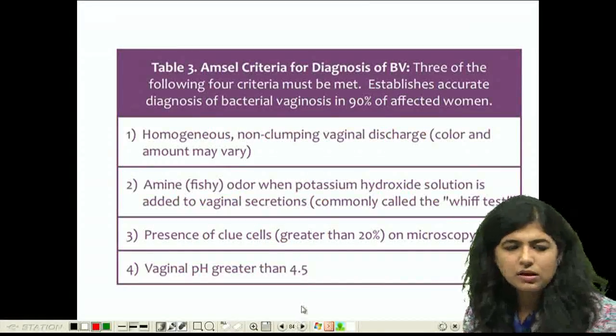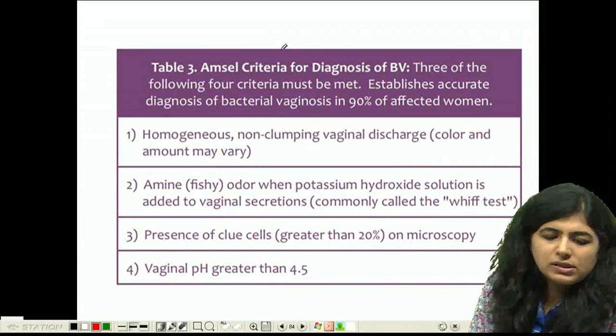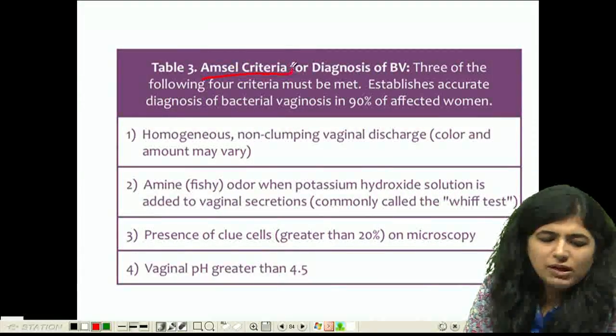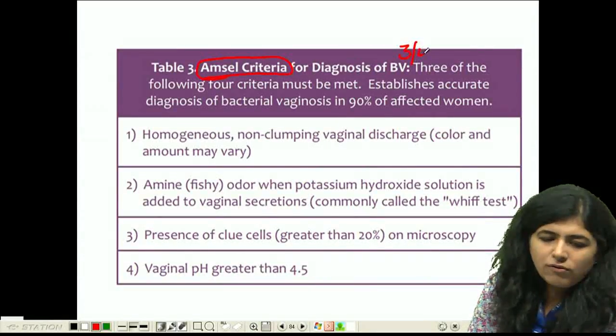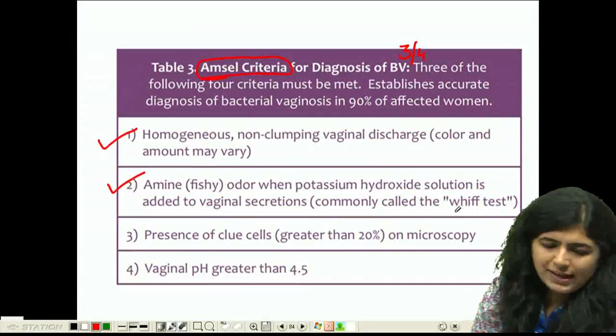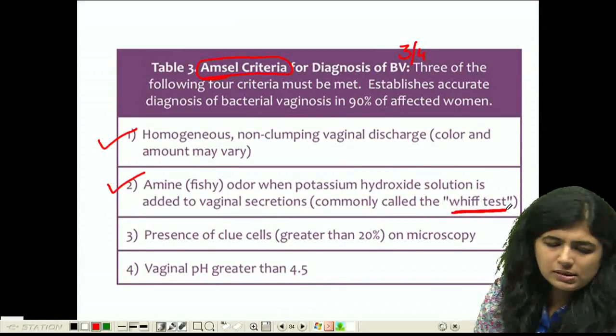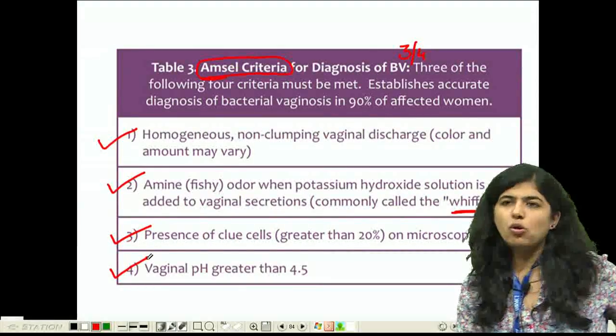So I have this table of the diagnostic criteria. In order to make a diagnosis of bacterial vaginosis, we have these criteria. These criteria are called the Amsel criteria. You need 3 out of 4 to make a diagnosis. Typical discharge; the whiff test is important. It is asked: fishy odor when 10% KOH is added to the secretion. Clue cells more than 20%, and alkaline pH. These are all the criteria.